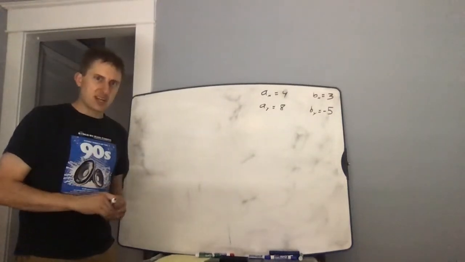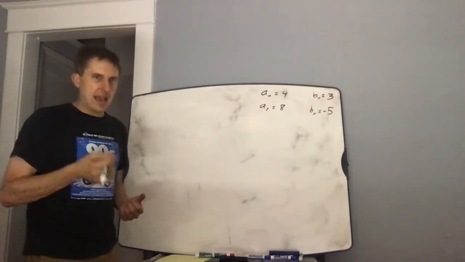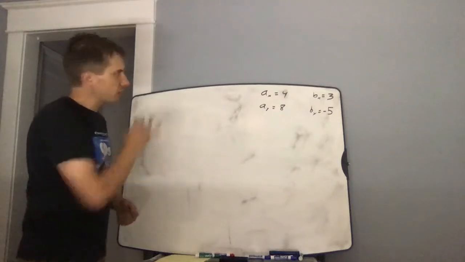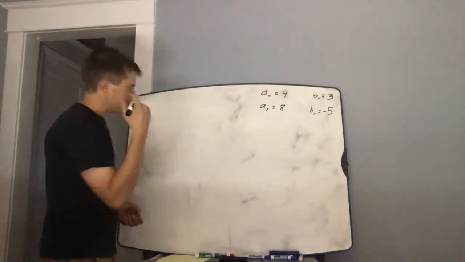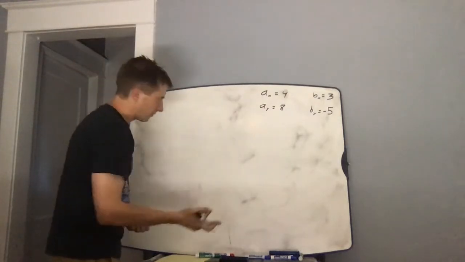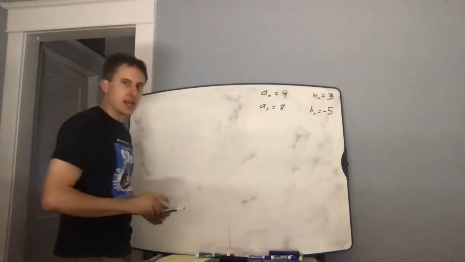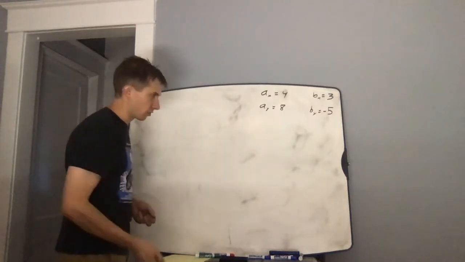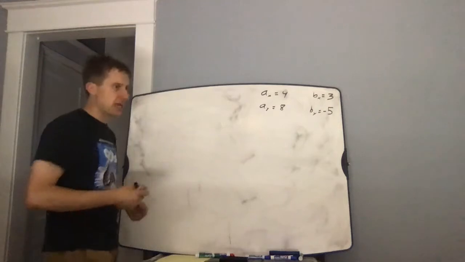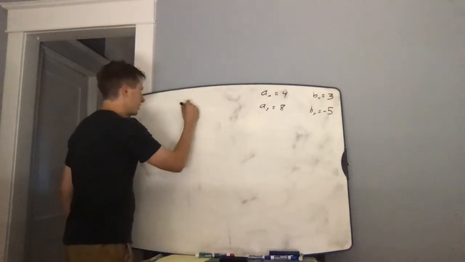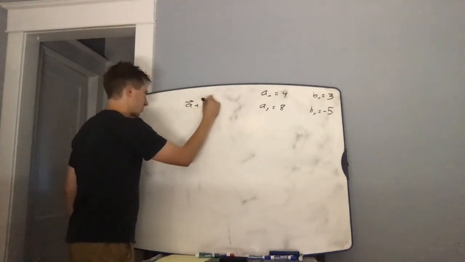In the first example problem on the board with adding and multiplying vectors, we are given two vectors A and B. A has horizontal and vertical components 4 and 8. B has horizontal and vertical components 3 and -5. And we are asked to find what is A plus B first of all.